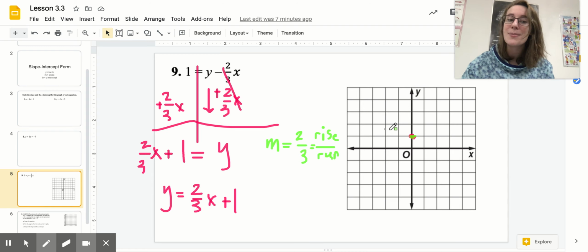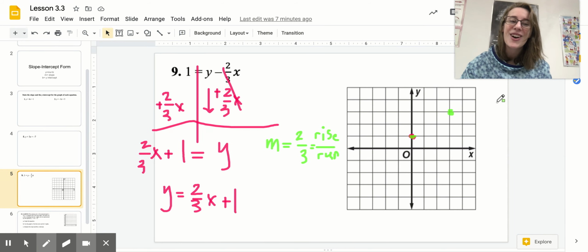So we're rising 2, running 3. This is always going to be from your y-intercept. You start at your y-intercept, and then you go from there. So I'm going to rise 1, 2, run 1, 2, 3. You always do it like you're reading a book, so you go from left to right.